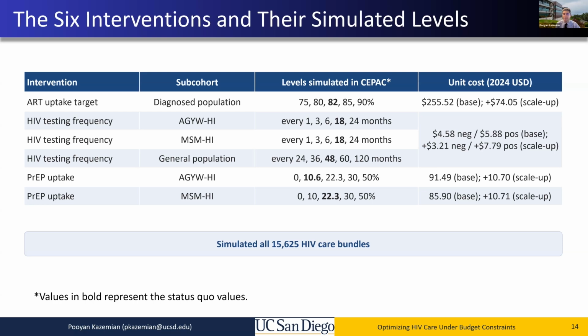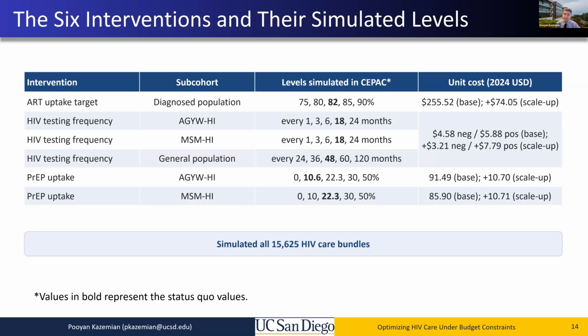HIV testing frequency for adolescent girls and young women was every 1 month, 3 months, 6 months, 18 months, and 24 months. The same is for HIV testing frequency for men who have sex with men at high incidence. Testing frequency for the general population was modeled at every 24, 36, 48, 60, and 120 months. And PrEP uptake for adolescent girls and young women was modeled between 0% and 50%, and the same for MSM.